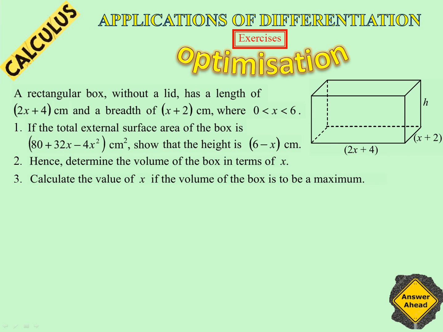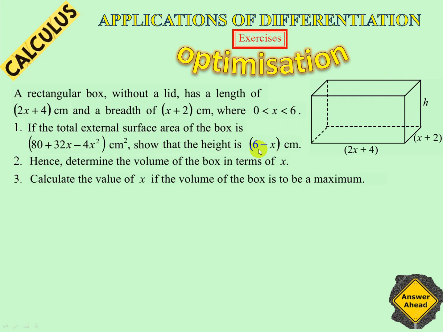In this first case, a rectangular box without a lid has a length of 2x plus 4, breadth of x plus 2, and height h. It has 5 surfaces. There's no lid, but there's a base, so that's 1. There are 2 sides, exactly the same, and a back and a front exactly the same. So, if the total surface area of the box is that, show that the height is that. Well, in other words, we need to form an equation in order to find the height.